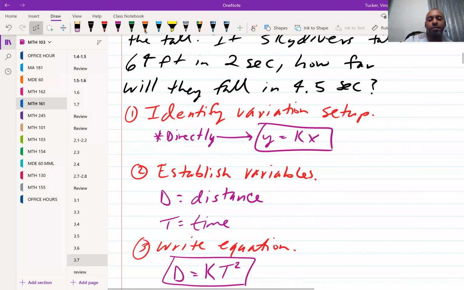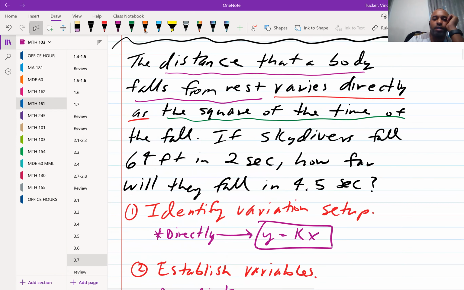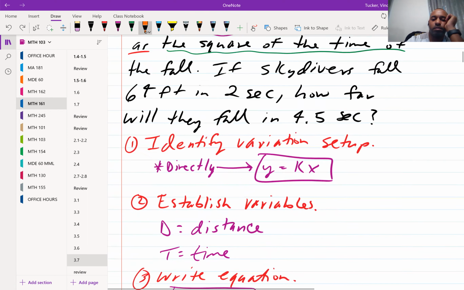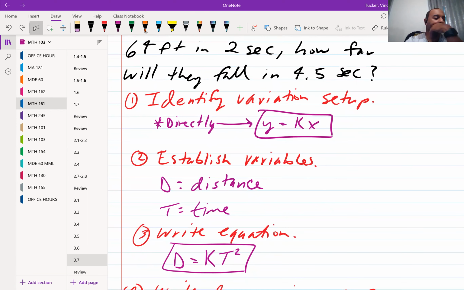Then we're going to write the equation. Like I said, what goes in front of your phrasing is where the Y goes, and what comes after the phrasing is where X goes. So that's why we have D equal to K T squared, and it's T squared because it says the square of the time. All right. Questions? Any questions?